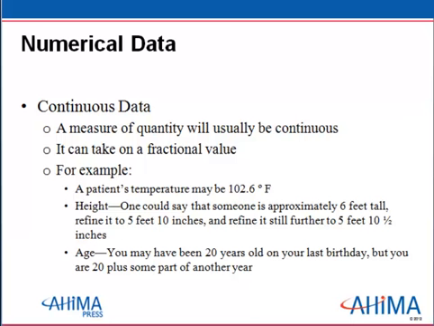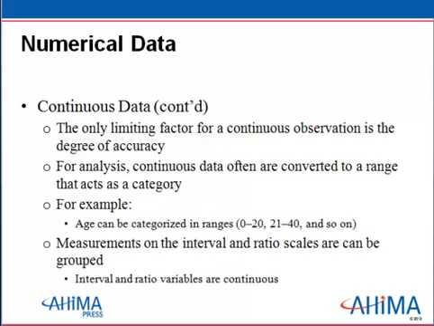Continuous data represent measurable quantities but are not restricted to certain specified values. A variable that is continuous can take on a fractional value. For example, a patient's temperature may be 102.6. Another example is height or age. The only limiting factor for a continuous observation is the degree of accuracy with which it can be measured.